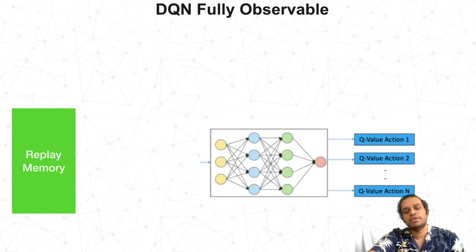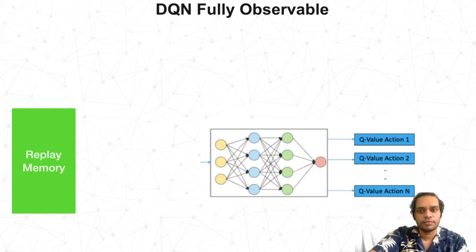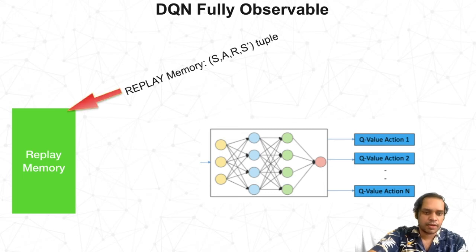Now we will have a look at the DQN for the fully observable setup. So the first component that we will have a look at is the replay memory. Replay memory has these tuple entries which have a state, action, stage reward, and the next state.